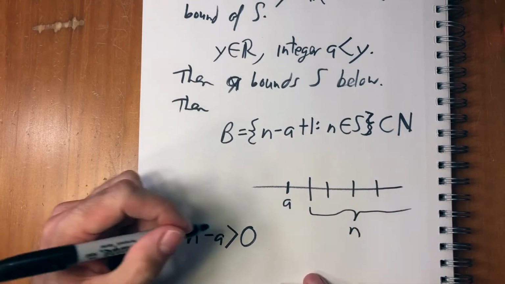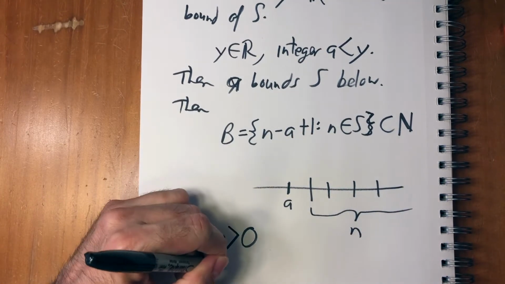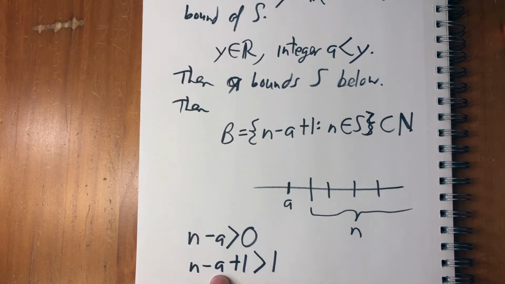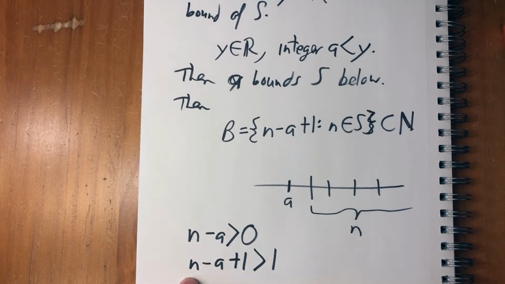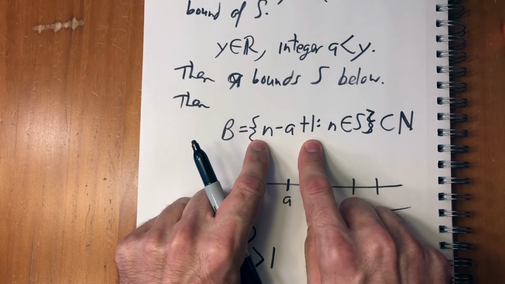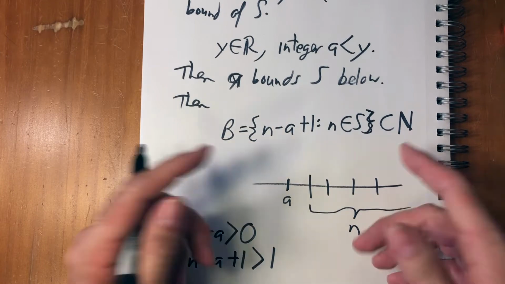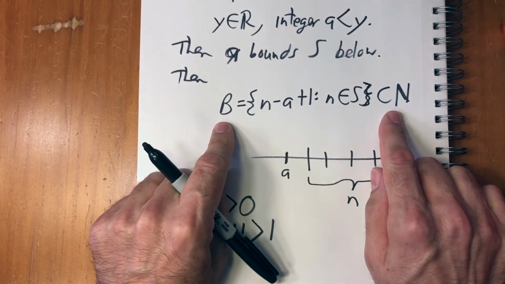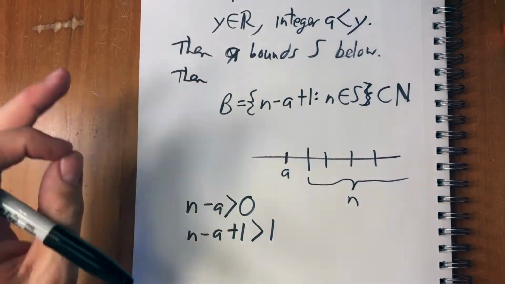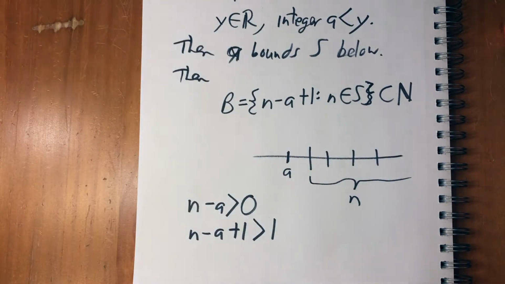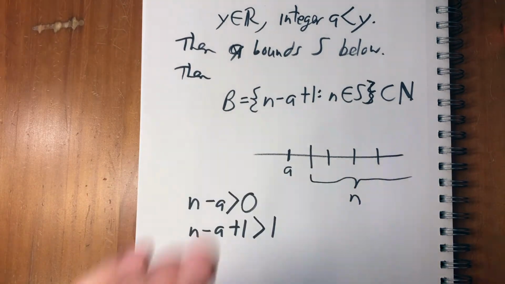So then if we add 1 to it, n minus A plus 1 is going to be greater than 1. So if n minus A plus 1 is bigger than 1, then it has to be a natural number. So B is the set of all of these numbers. So B is going to be a subset of the naturals, okay? So what were we just talking about? If B is a subset of the naturals, then B has to have a minimal element. That's the well-ordering property of natural numbers. Every subset of the natural numbers has a minimal element. So B has a minimal element.